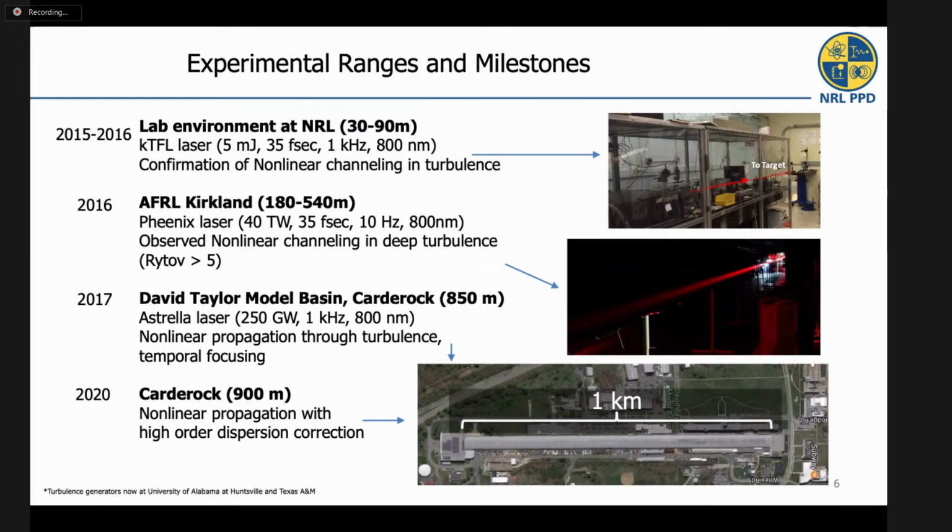So finally, our most recent campaigns were at the David Taylor Model Basin in Carter Rock, Maryland. This is an indoor facility. It's 1 kilometer long, and we are able to propagate up to 900 meters. So we actually went and installed our turbulence generator over the whole distance of this indoor facility and looked at this nonlinear self-channeling as a function of turbulence.